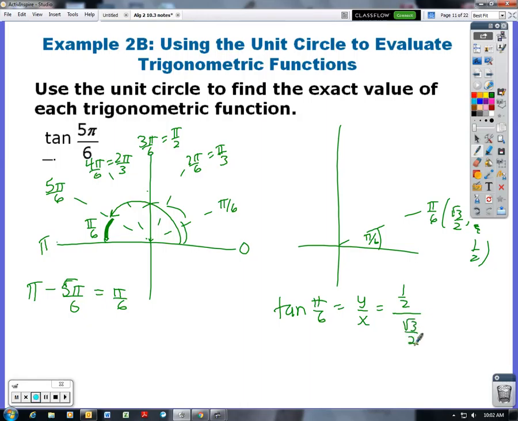So if I use this point, the y is 1/2, the x is root 3 over 2. Then I have to multiply by the reciprocal of the denominator. All this stuff we've learned this year is all being used here. It cancels out, I get 1 over root 3. When I rationalize that, I have root 3 over 3.